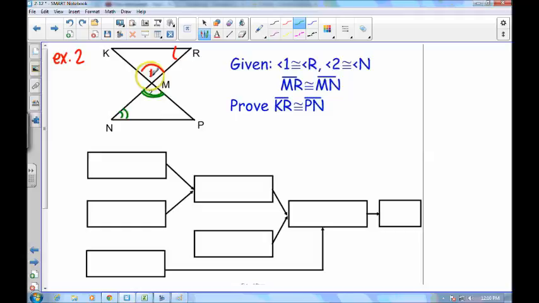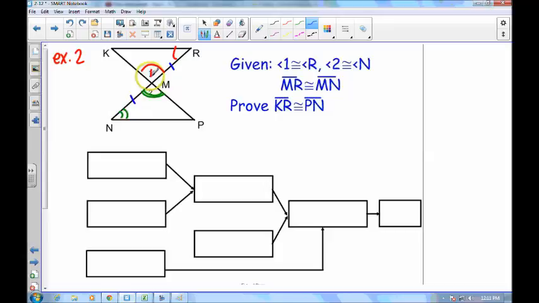What else were we given that we should mark on our diagram? Yeah, MR is congruent to segment MN. So for segments, we put slash marks, little tick marks. So MR is right here. This is congruent to MN. We're trying to prove the next part. So we don't actually mark KR and PN, but we're trying to prove that the top segment, KR, is congruent to the bottom segment, PN, or NP.